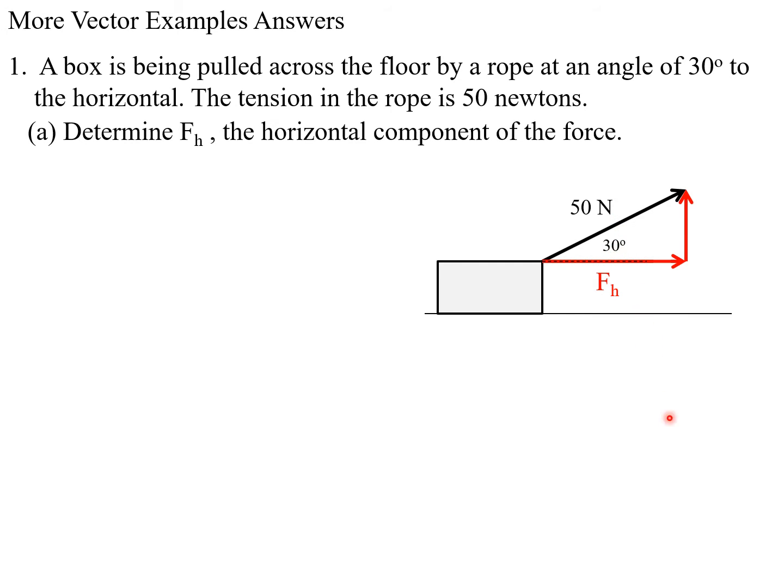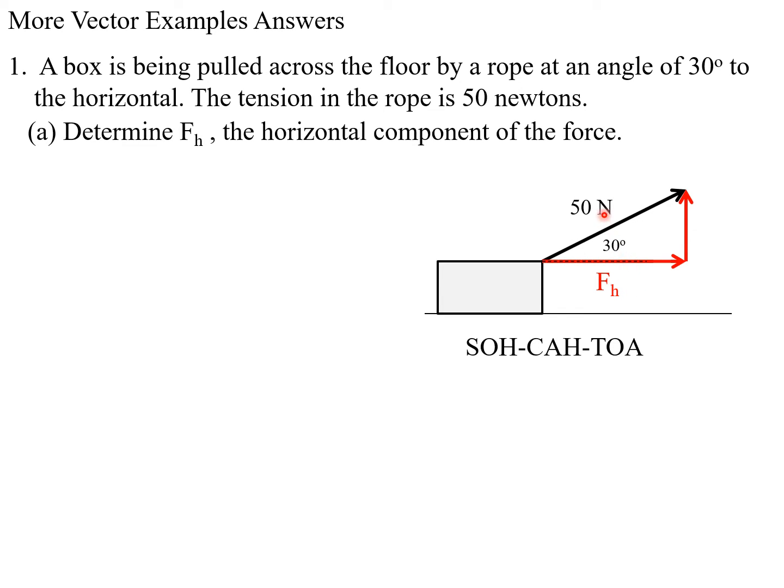This is summarized in the mnemonic SOHCAHTOA, where O stands for the opposite side to the angle, A stands for the adjacent or next to side of the angle, S is the sine, C is the cosine, and T is the tangent. So in this case, we want to get the horizontal component, which according to the information given, 50 newtons is the hypotenuse, and the F sub h, the horizontal component of the force, is the adjacent leg to the angle.